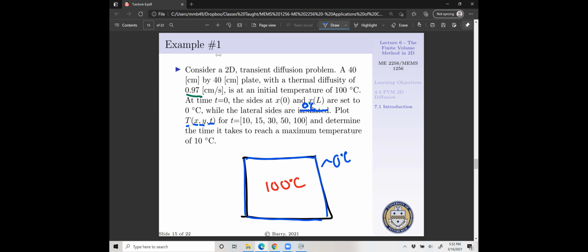And what we want to do is look at some discrete time intervals: 10 seconds, 15 seconds, 30 seconds, 50 seconds, 100 seconds. And we also want to determine the time it takes for our system to reach a maximum temperature of 10 degrees centigrade. Okay. So although this is a pretty basic problem, it's good for us to develop our code and benchmark it against something we know we have a solution to. And an analytic solution does exist for this problem.